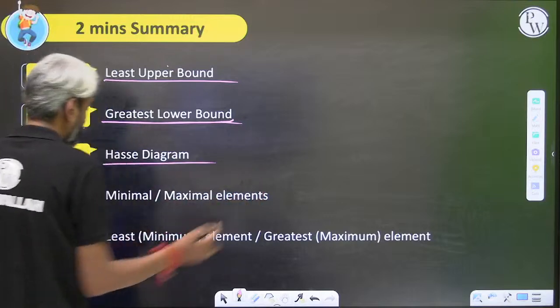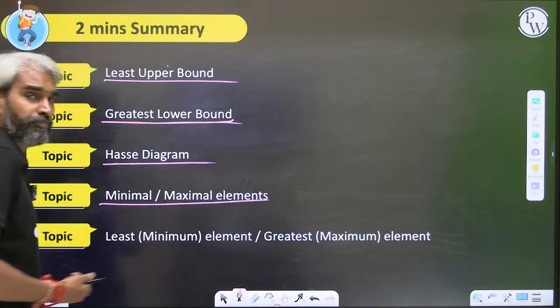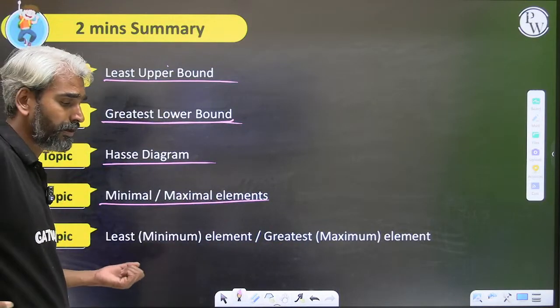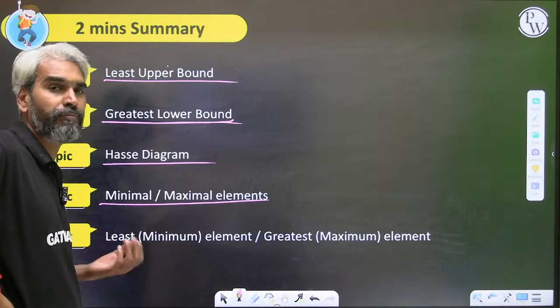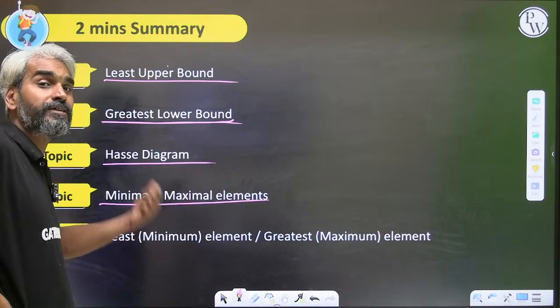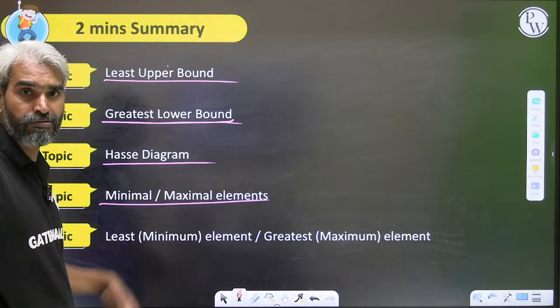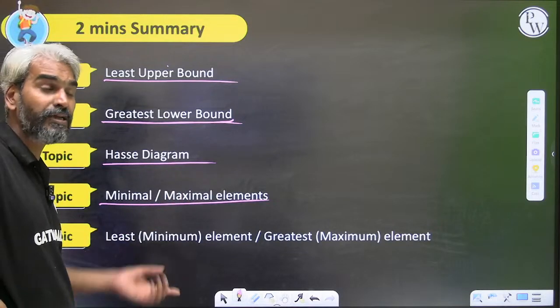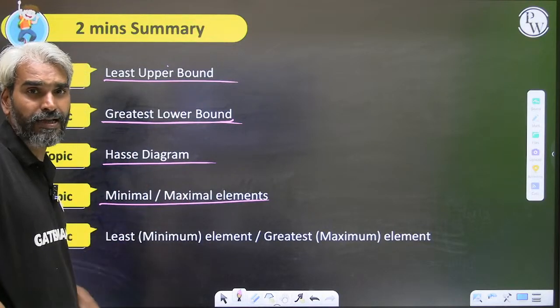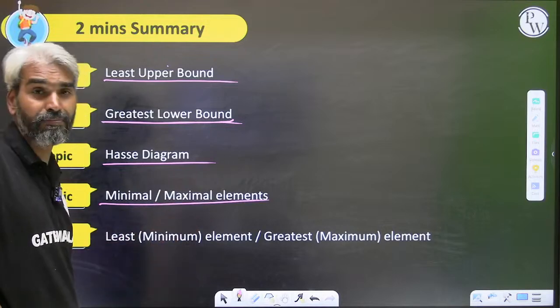In the Hasse diagram, I have explained minimal and maximal element. An element A will be a minimal element if there is no element which is at the lower side of that given element A. An element A will be a maximal element if there is no element which is at the upper side of element A except A itself. So these are minimal and maximal elements.